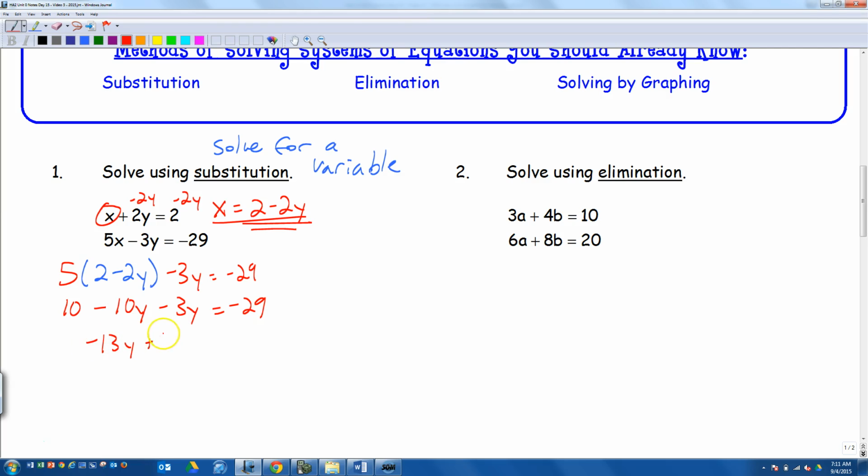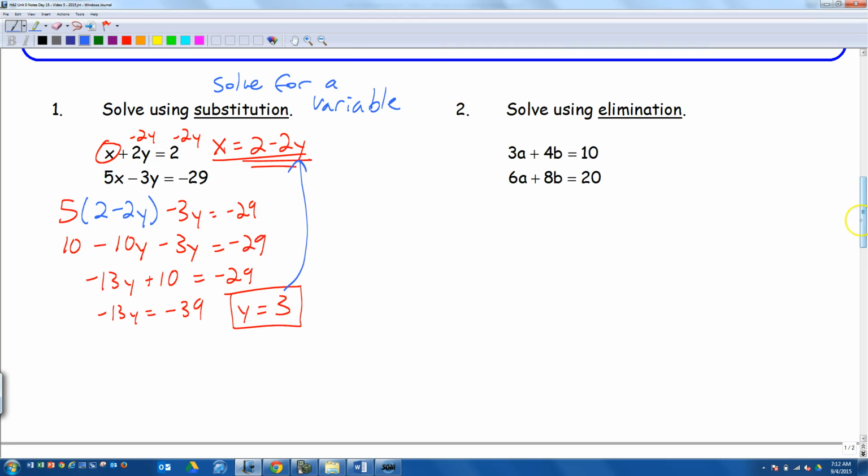Negative 13y plus 10 is equal to negative 29. Negative 13y is equal to negative 39. So y is equal to positive 3. Now the nice thing is we've already solved for x, so we can plug that back into the original equation that we solved for. You get x is equal to 2 minus 2 times 3, so that would be 2 minus 6, which is negative 4. My solution set I want to write as an ordered pair. These graphs intersect at negative 4, comma 3. Okay, so that was substitution.